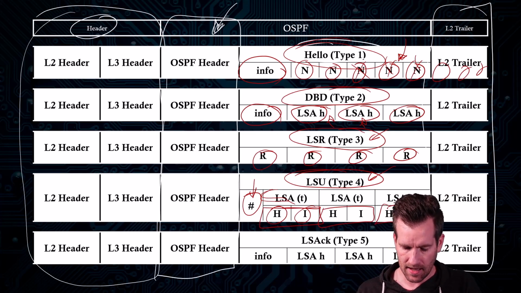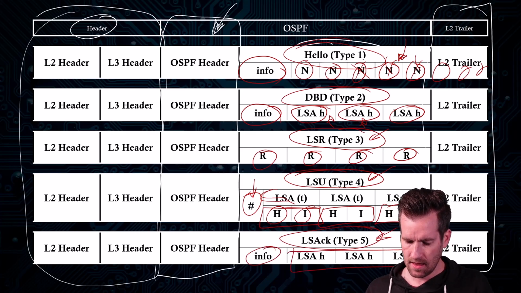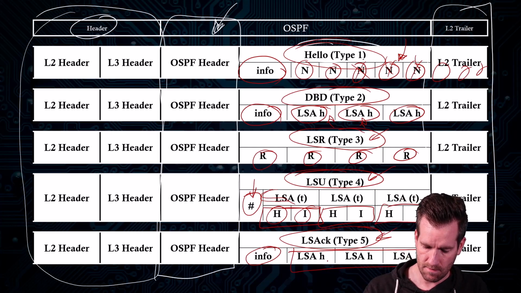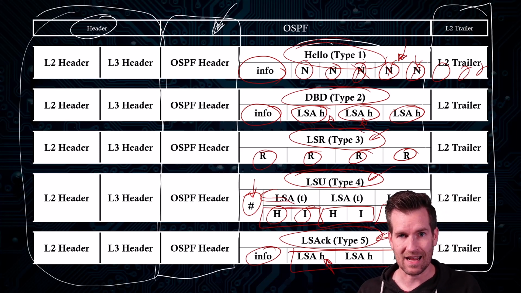And then the acknowledgement, what's sent back is a type 5. It has some information here, and it will send back the link state advertisement headers. So just a brief description of each of those link states.